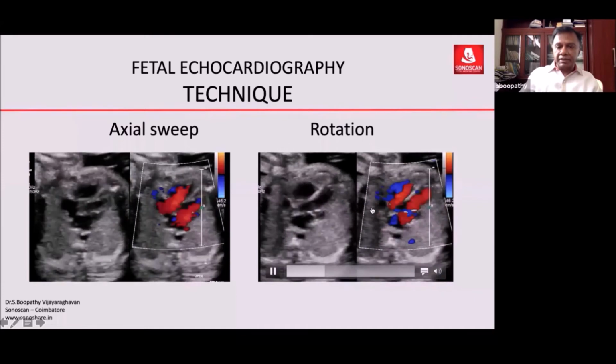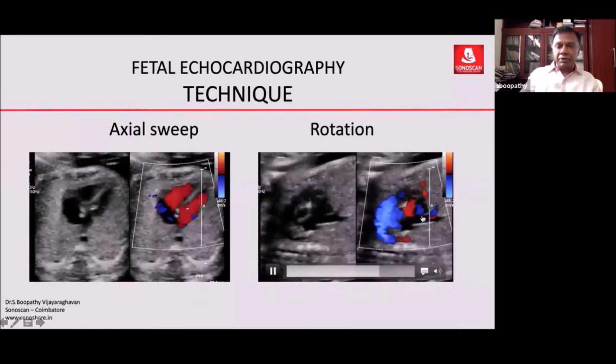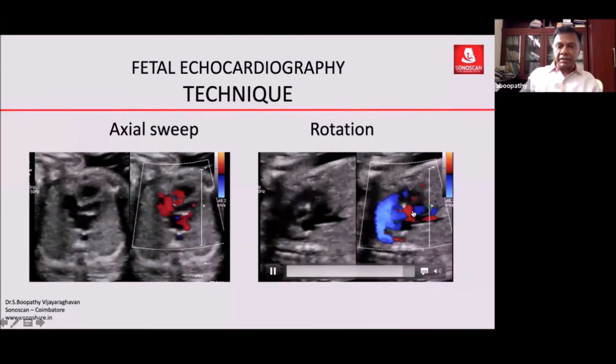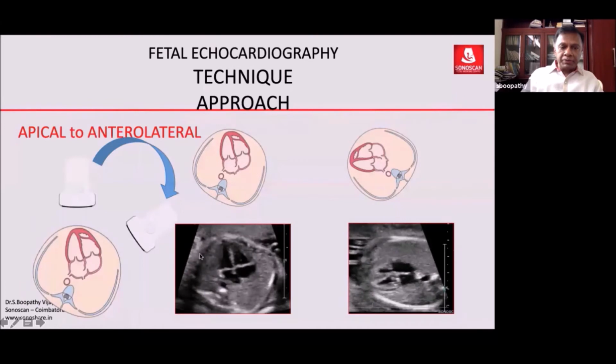But here in rotation, a longer view of the LVOT will be seen because it is rotation, and then you see 4 approaches. So there can be 4 approaches to the heart, depending upon the entry of the beam in relation to the heart. So one is the apical approach. When you get the apical approach, as you see here, the transducer is here. So you move the transducer to this position in a sector-like movement. So then you will get the anterolateral approach.